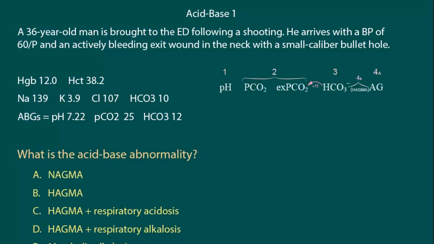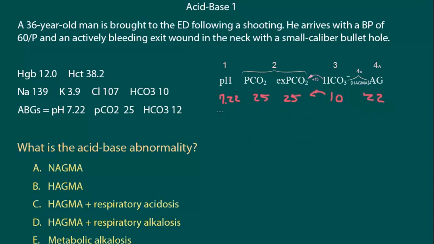Get right to the acid base. pH 7.22. We're writing this down in the same order every time. PCO2 25. Expected PCO2, leave blank. Bicarb 10. Anion gap. Now we go back and calculate. Expected PCO2 is 25. Anion gap is 107 plus 10, 117, 139 minus 117. That's 22.